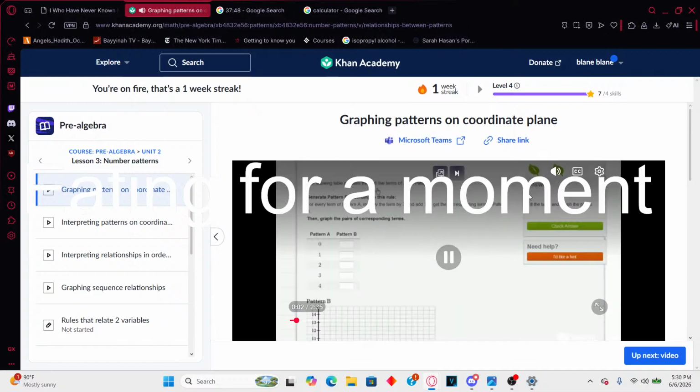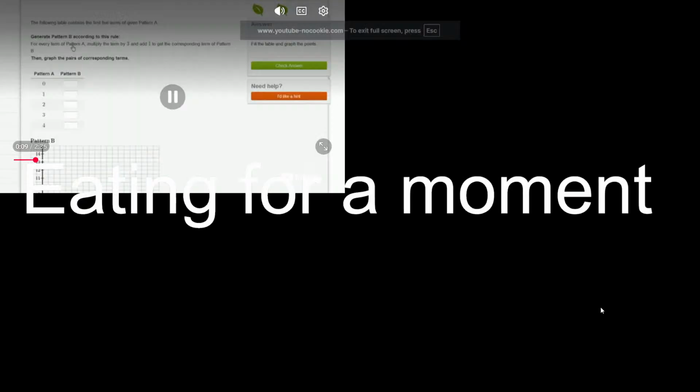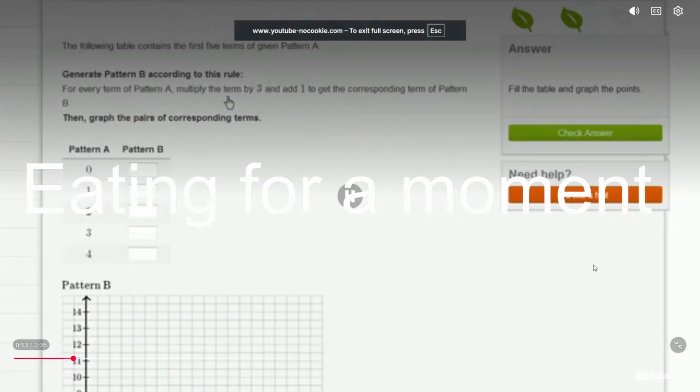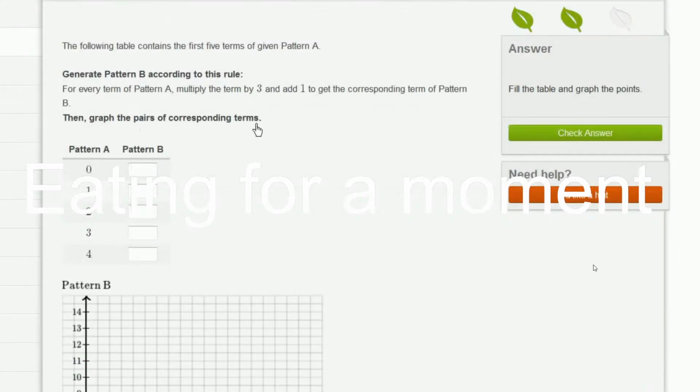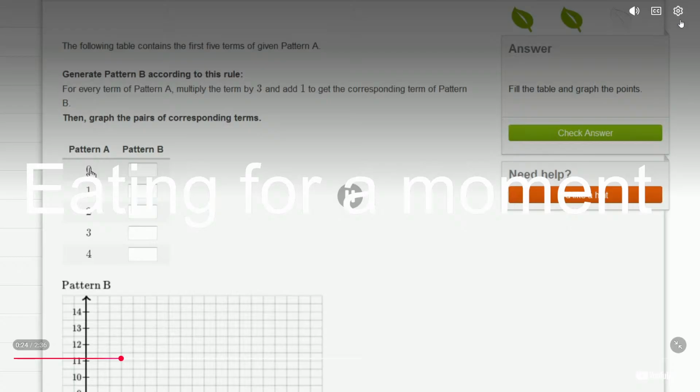The following table contains the first 5 terms of given pattern A. Generate pattern B according to this rule. For every term of pattern A, so they give us the terms of pattern A here, multiply the term by 3 and add 1 to get the corresponding term of pattern B. Then graph the pairs of corresponding terms. So for every term in pattern A, we want to multiply by 3 and add 1.